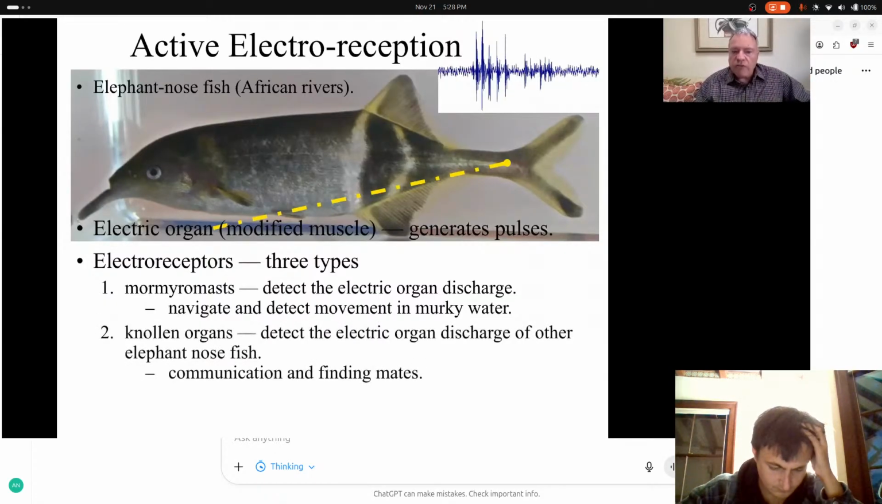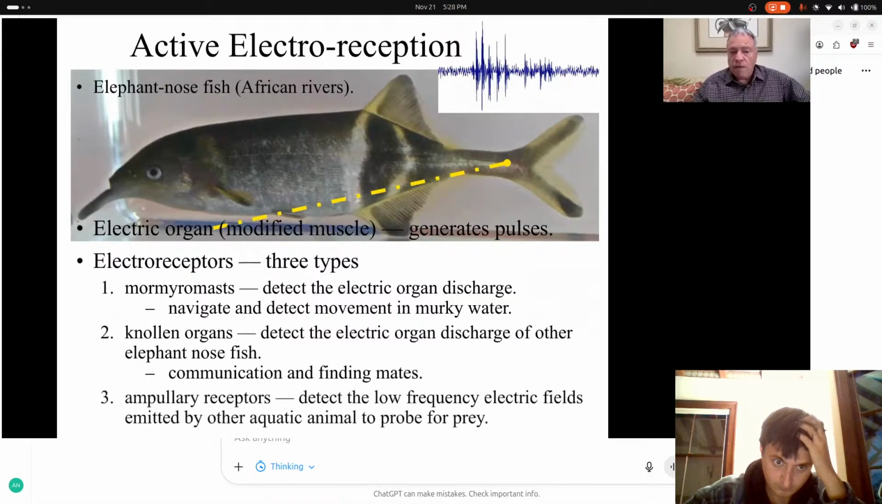The Knollenorgan detects the electric organs of other knifefish. So not only its own electric field, but somebody else's. So this one it can use for communication. This is what it's listening to the electric fields of other knifefish for. Then the ampullary receptors are like the ampullae on the sharks. These are detecting prey. Okay, so 3 different types of electrical receptors that are responding to different types of electric fields for different purposes.